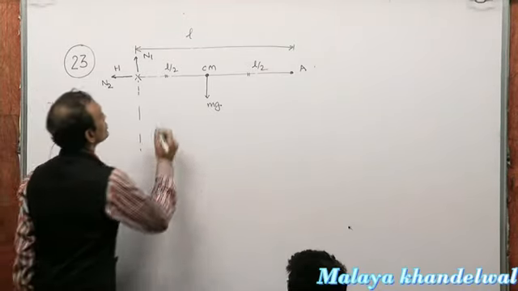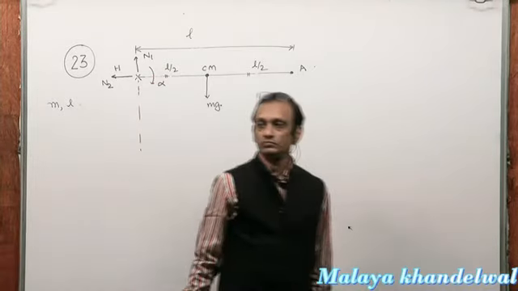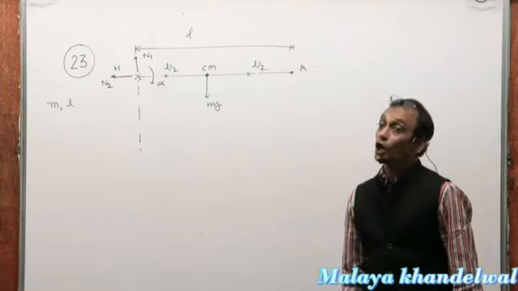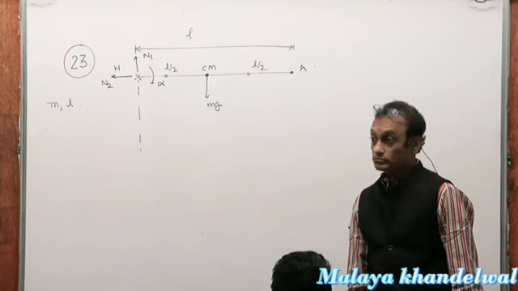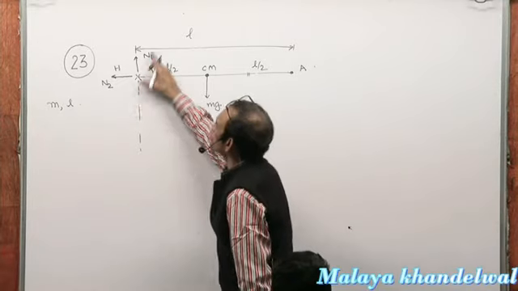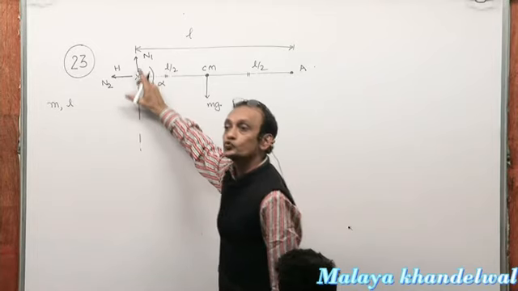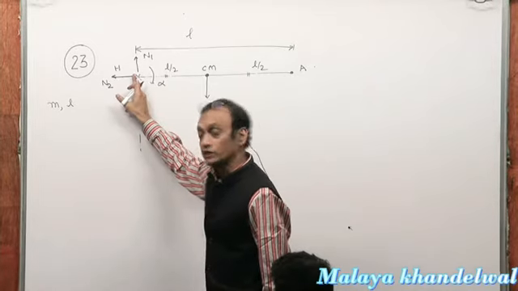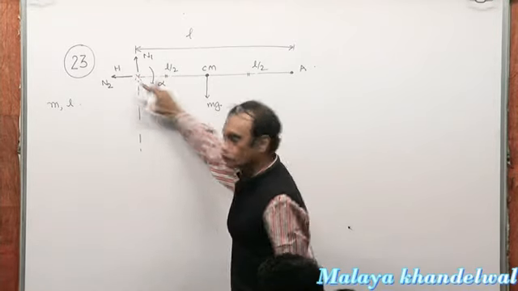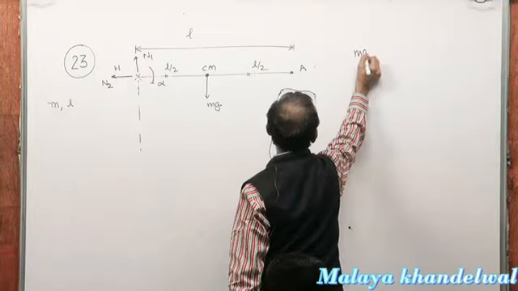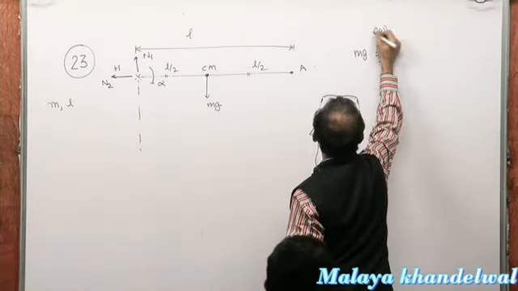Now, if I have to compute alpha of the rod, how do I compute it? Tau equal to I alpha, about the hinge. What is the torque because of N1 and N2 about the hinge? 0, because their line of action passes through the hinge. What's the torque of Mg about the hinge? Mg into L by 2, clockwise.